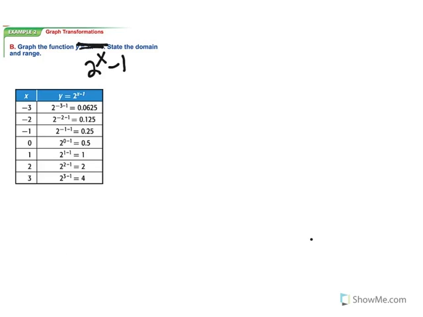Example 2b, graph the function y equals 2 to the x minus 1. Then state the domain and range. So just like before, when we get a function and we need to graph it, we're going to go ahead and make a table. I'm just going to insert the table to save time. So you're going to plug in some negative and some positive values, or you can just put this equation into your calculator. And then we can go ahead and plug those points in on a graph and graph it.